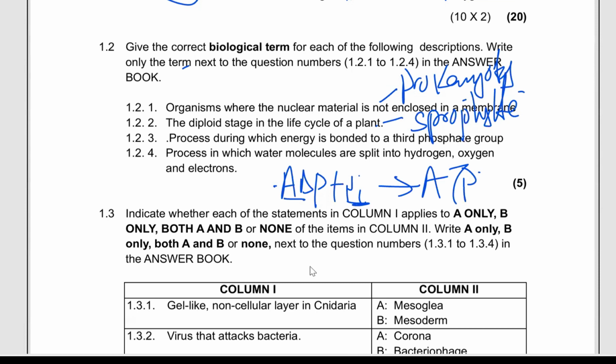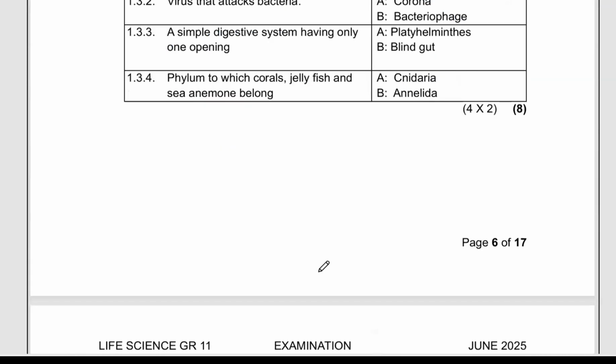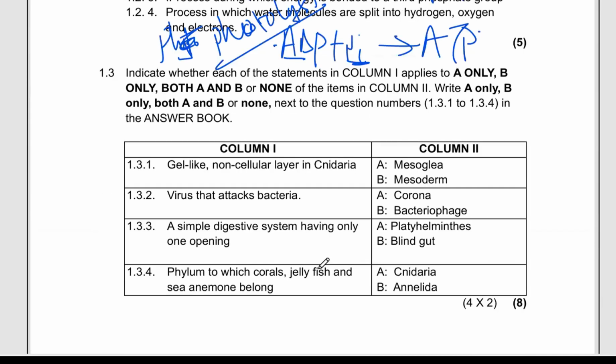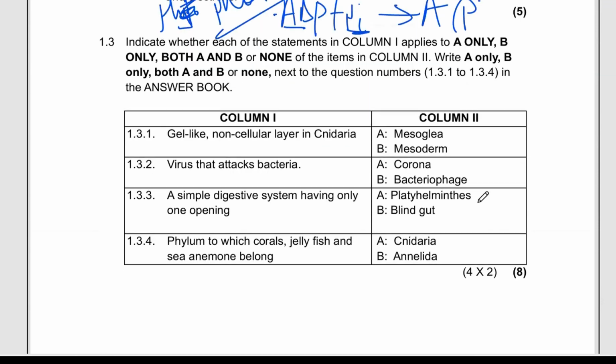I think you remember that in the process of respiration. The process in which water molecules are split into electrons, I said that you can't go to the paper without knowing that. We call it photolysis. So basically that is it on that question. Let's go to question 1.3.